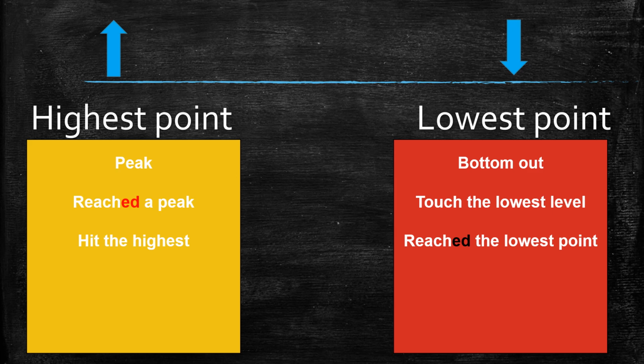Now, when your trend reaches the highest point, these are the words you can use: peak, reached a peak, or hit the highest. And when the trend in the graph reaches the lowest point, these are the words you use: bottom out, touch the lowest level, reach the lowest point.